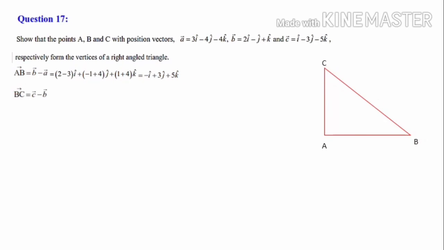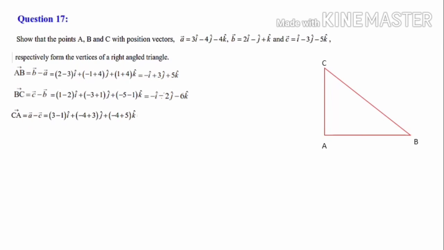Then we have to go for BC. Vector BC we have to calculate. Vector BC means position vector of C minus position vector of B. C is this one, B is this one. Let's go for subtraction. 1 minus 2, so (1 minus 2) into i cap, plus here minus 3 minus minus 1, so (minus 3 plus 1) into j cap, plus the last one is minus 5 minus 1, so (minus 5 minus 1) into k cap. Go for the calculation. Here 1 minus 2 is minus 1 into i cap. Then minus 3 plus 1 is minus 2, minus 2 into j cap. Then minus 5 minus 1 is minus 6 k cap. Next, CA we have to calculate. CA is the position vector of A minus position vector of C.